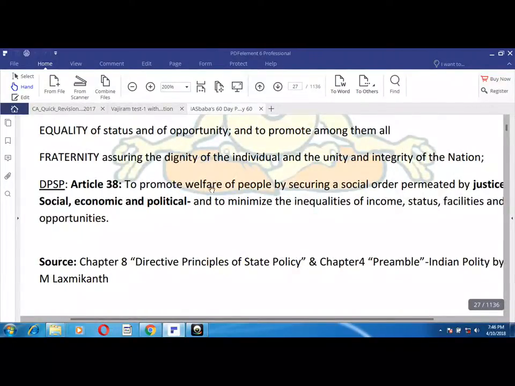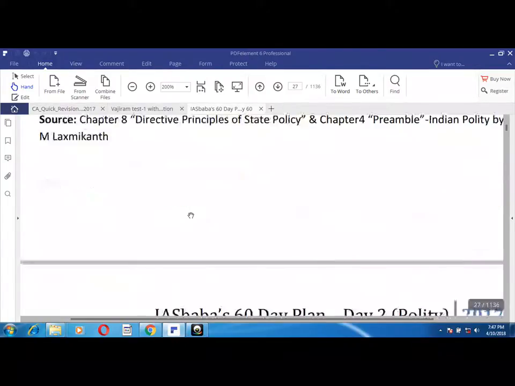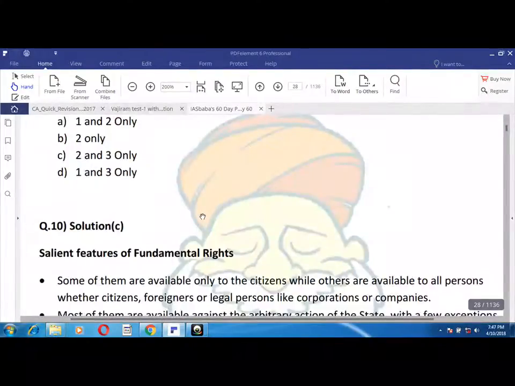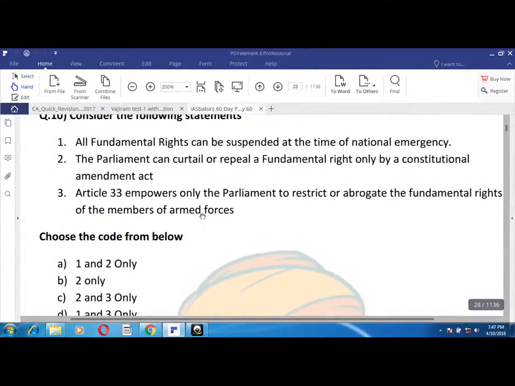Article 38: to promote the welfare of the people by securing a social order permeated by justice, social, economic and political, and to minimize inequalities in income, status, facilities and opportunities. Consider the following statements. Okay, here the correct ones are 2 and 3.